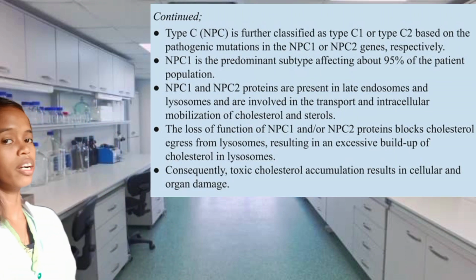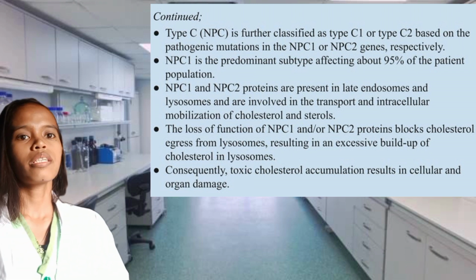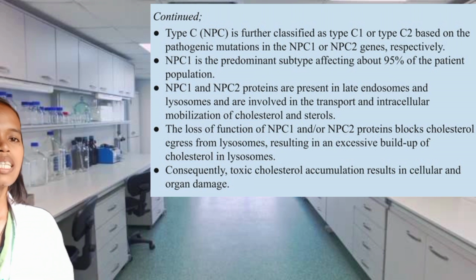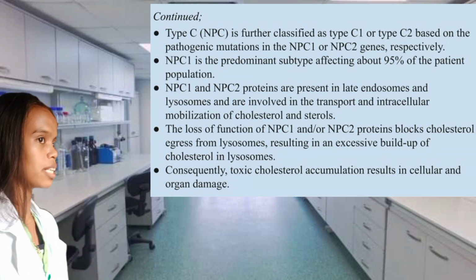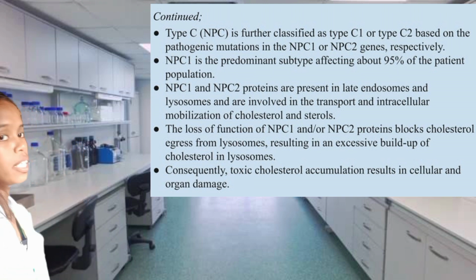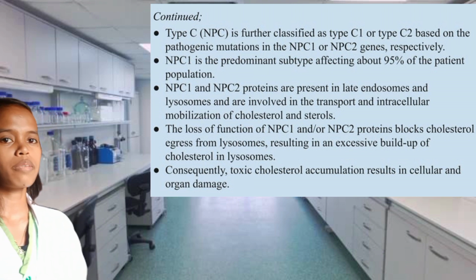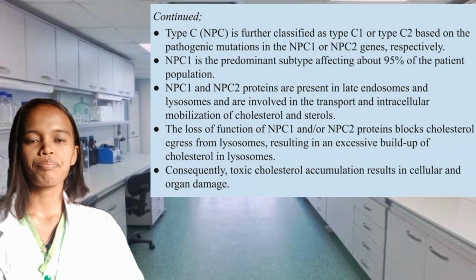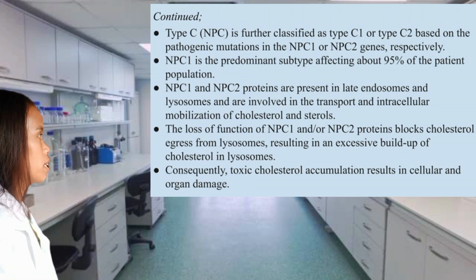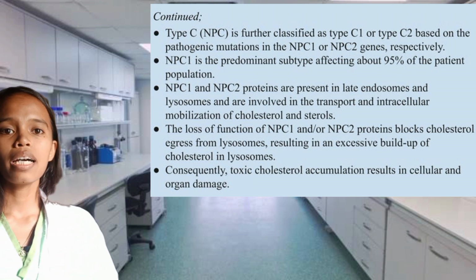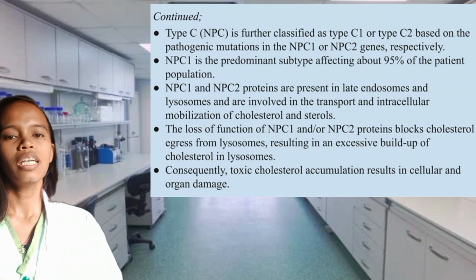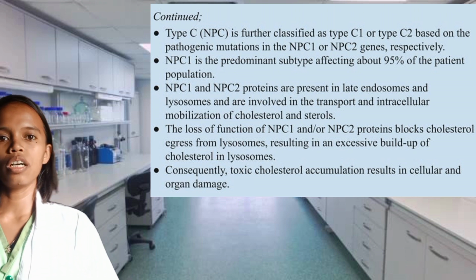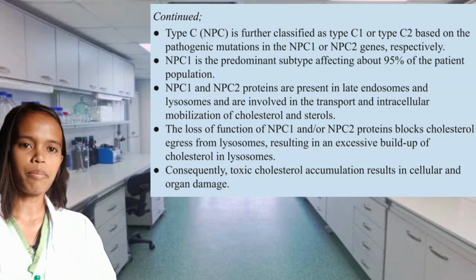Type C NPC is further classified as type C1 or type C2 based on the pathogenic mutations in the NPC1 or NPC2 genes respectively. NPC1 is the predominant subtype, affecting about 95% of the patient population. NPC1 and NPC2 proteins are present in late endosomes and lysosomes and are involved in the transport and intracellular mobilization of cholesterol and sterols. The loss of function of NPC1 and/or NPC2 proteins blocks cholesterol egress from lysosomes, resulting in an excessive buildup of cholesterol in lysosomes. Consequently, toxic cholesterol accumulation results in cellular and organ damage.